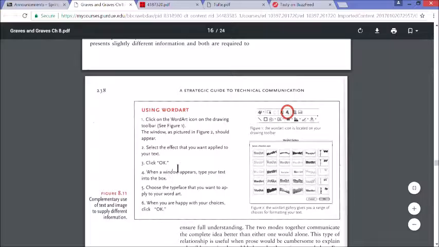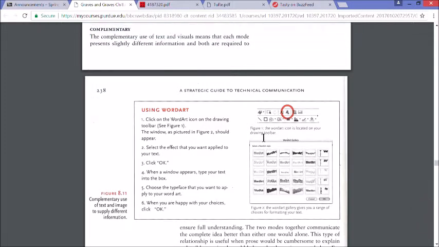So Graves and Graves give the example of a technical description of how to use a particular piece of software. You have textual instructions step by step on the left, and then you have a visualization, different screenshots of different pieces of the software, selective, not the whole screen, but just pieces of a screenshot, and then description in captions. Together, this is more clear than either is on their own.